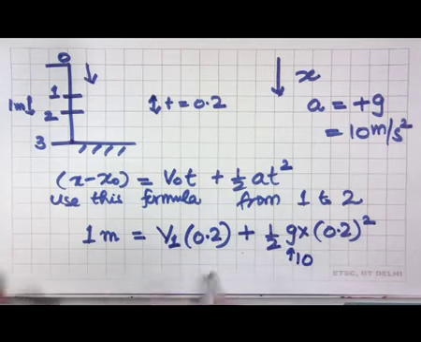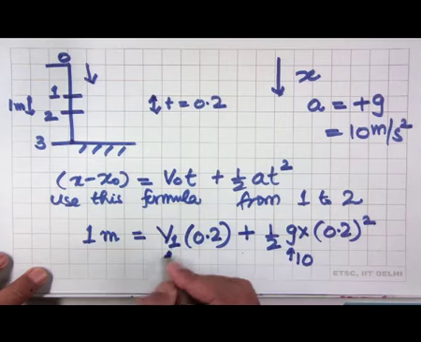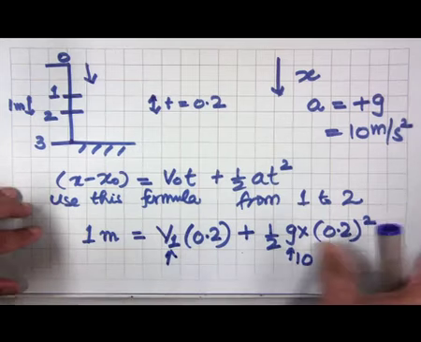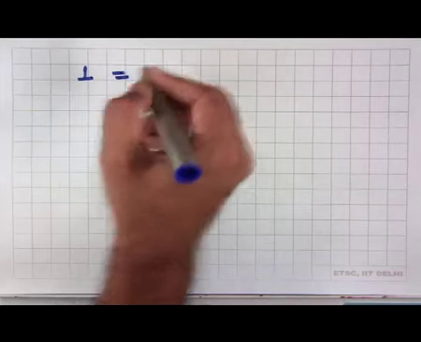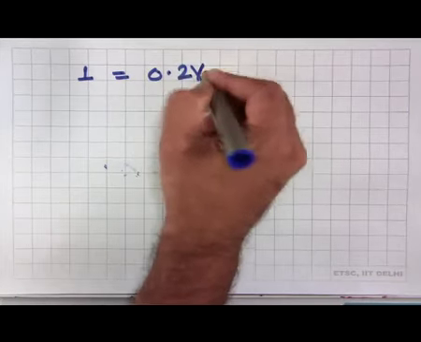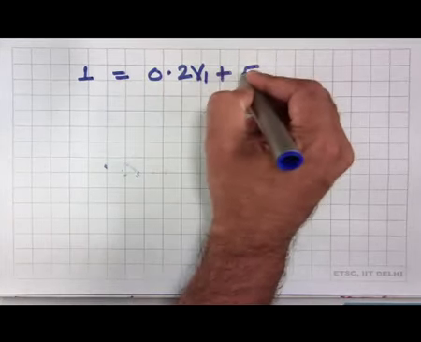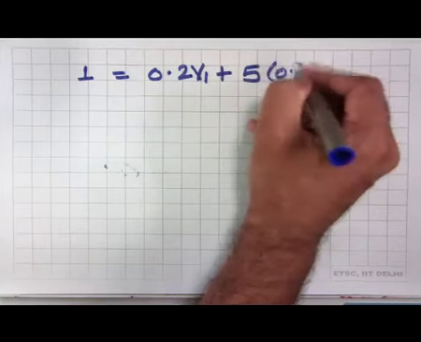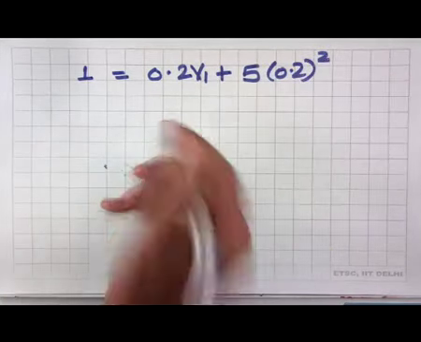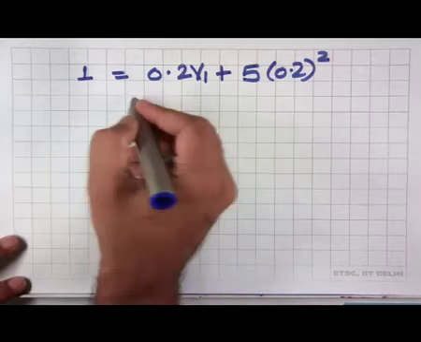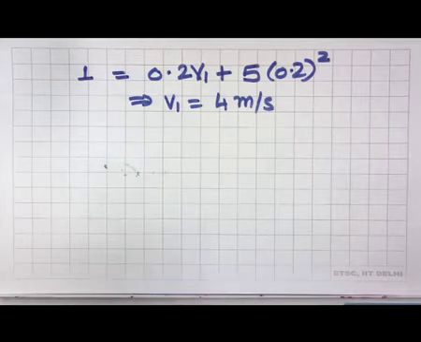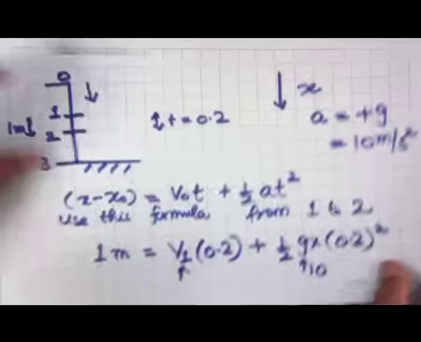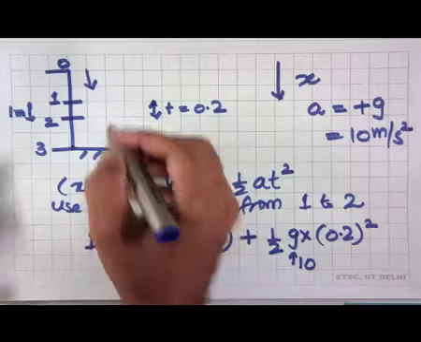So, therefore, the only unknown in this equation is v 1, and when we put in the value, what we get is 1 is equal to 0.2 v 1 plus 5 times 0.2 square, and from here we will get the value of v 1 as 4 meters per second.